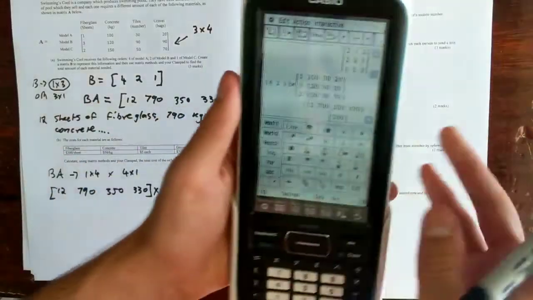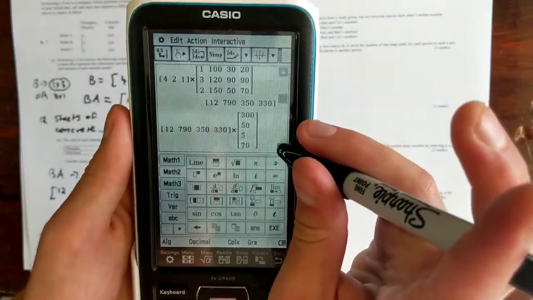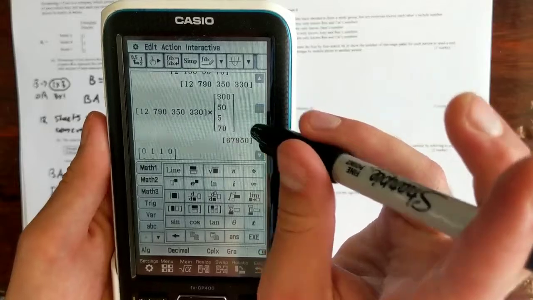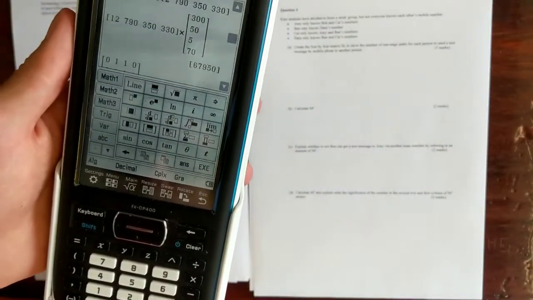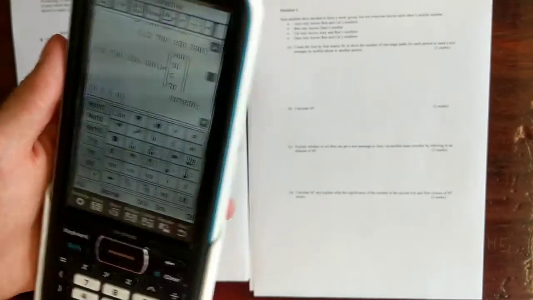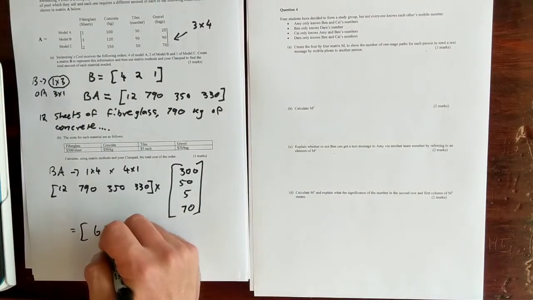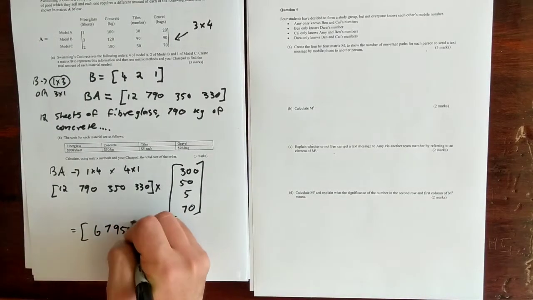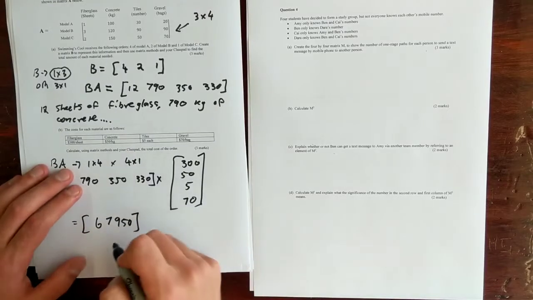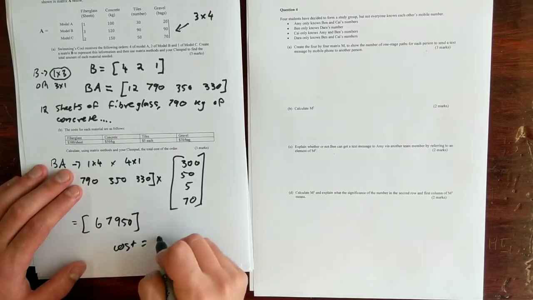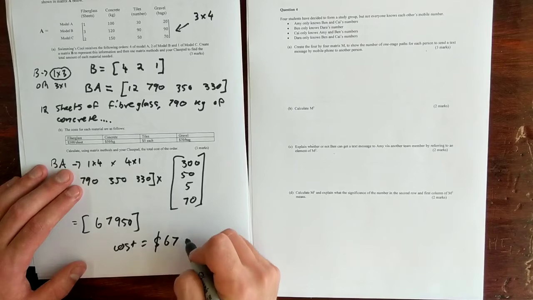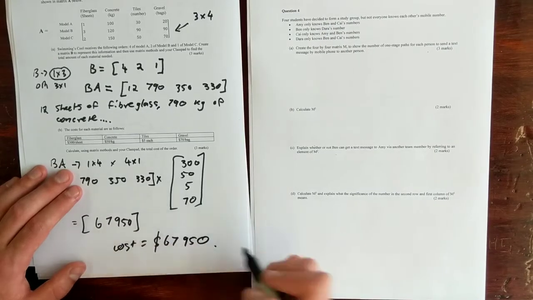When I do that multiplication, this is what it should look like in your class pad, this one here, and it's going to give me just a 1 by 1 matrix, 6, 7, 9, 50. That means my total cost is $67,950.